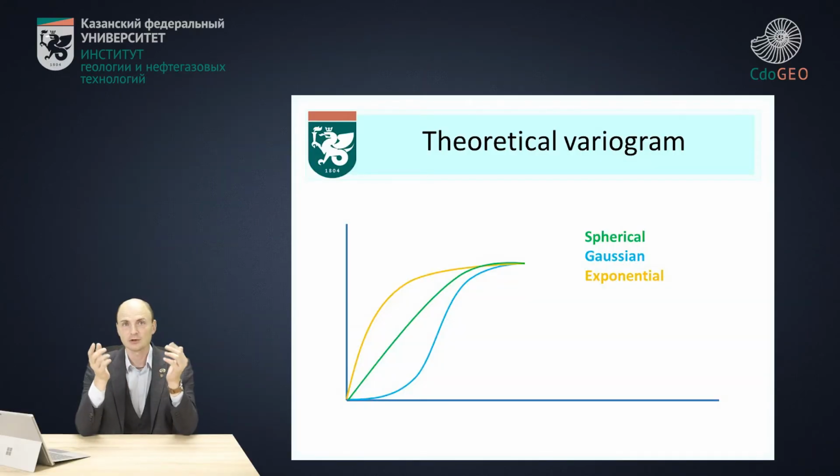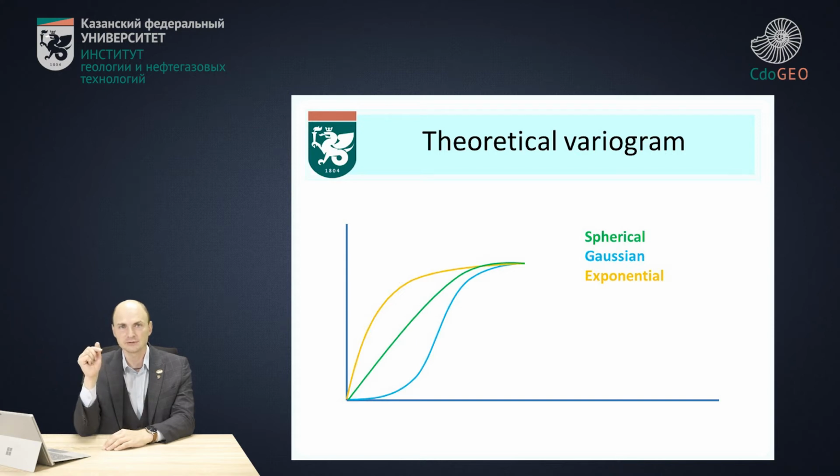The next question is what we're going to do with this experimental variogram. We obtained it by the experiment, during the calculations. But what are we going to do with it? The thing is, we cannot simply use this experimental variogram because it's just a set of points separated by a certain distance. But what we can do is approximate it with a certain function. And this function is called the theoretical variogram.